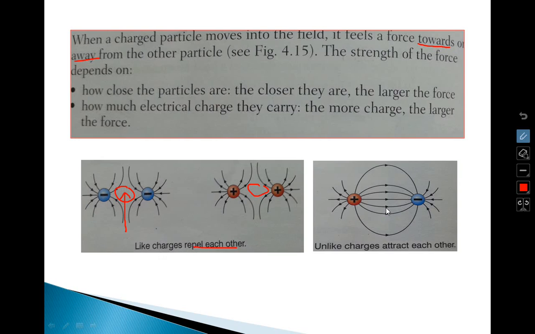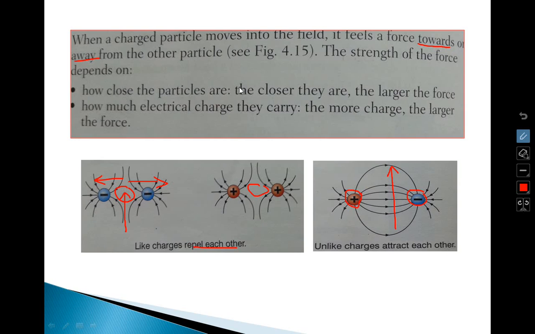Unlike charges is different. The force here will push this one this way and push the other one this way. Same as here: unlike charges attract each other. This one is positive and this one is negative, so there is a force here. The force here is the attraction force.